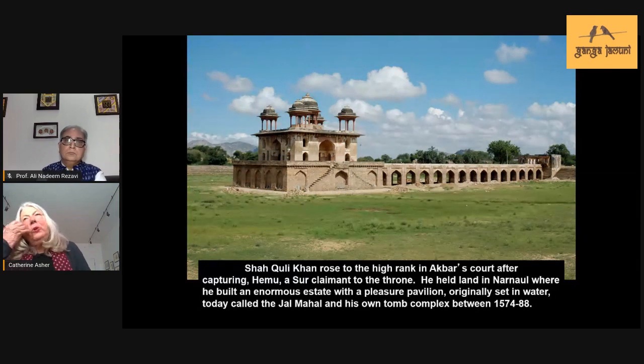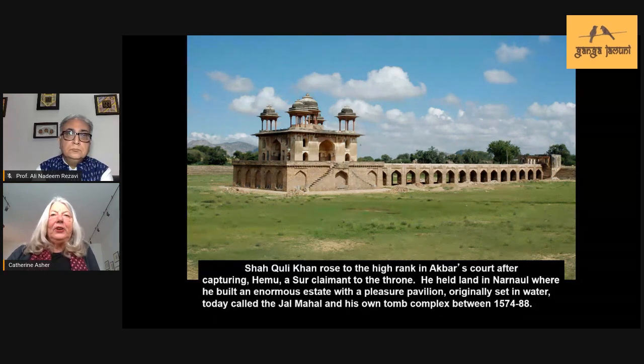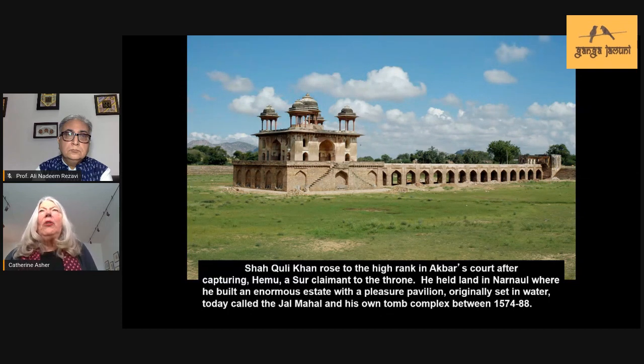And this, again, shows that he held this land for a very long period of time. This was all built between 1574 and 88. So again, this notion that nobles were always shifted every 2 years is certainly called into question here. Now, if we think about this Jal Mahal, what you're seeing here, which is green, would have been completely full of water. And so this would have resided in the middle of basically an artificial tank, an artificial pool.